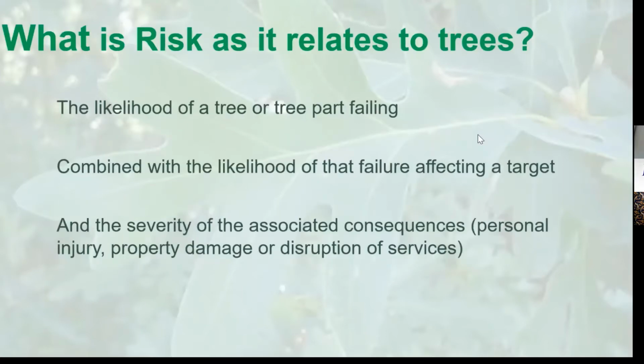So what's risk as it relates to trees? It's these things combined. The likelihood of a tree or a tree part, like a branch or limb, failing, so breaking off and falling to the ground, combined with the likelihood of that failure affecting the target. So what's a target? A target is a person or a piece of property, and the severity of the consequences of that failure. So either injury or death, property damage, or actually disruption of services is a consequence too. If you think about it, a tree coming down, bringing down power lines, or falling into a main street, that disrupts services. So that's actually a consequence of tree failure.